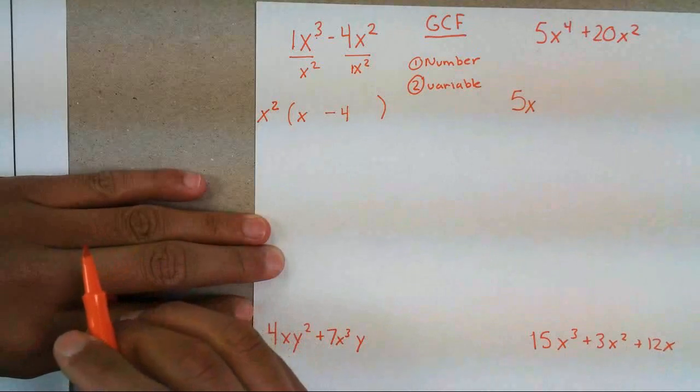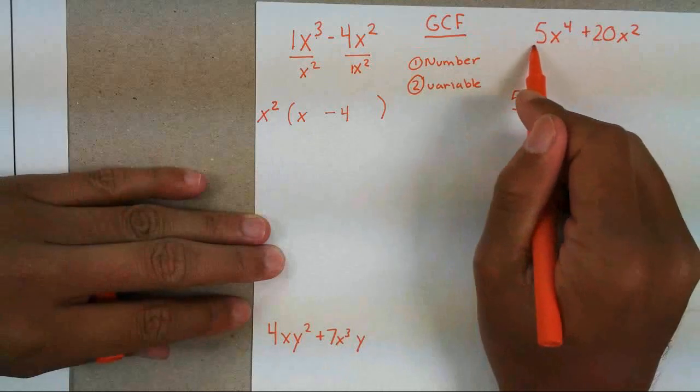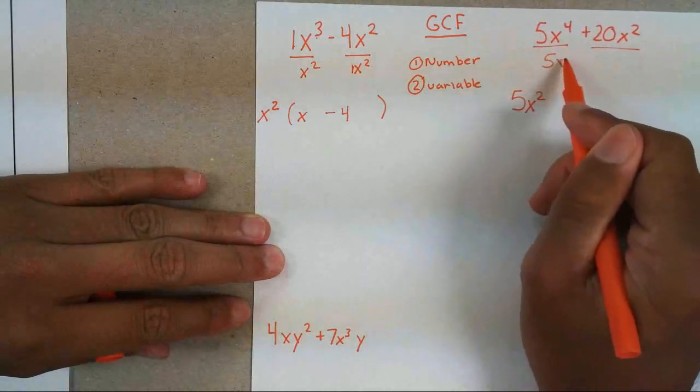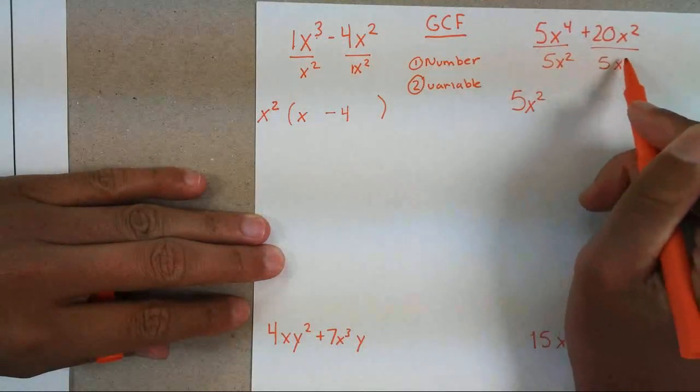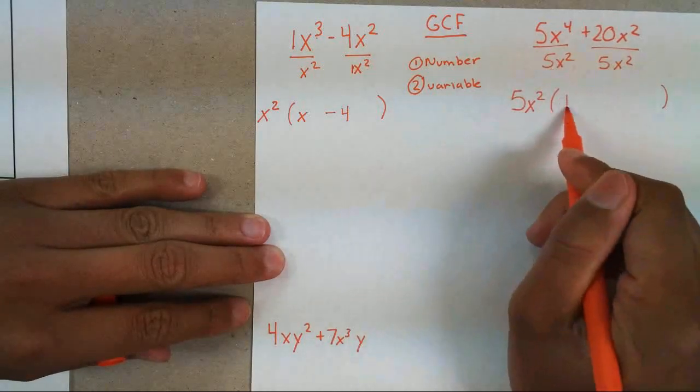But x to what power? Which one's the smallest? A 4 and a 2, so I know I can take out the x squared. So my next step is to put it underneath both terms. And I do that because it's going to help me figure out what goes in here. 5 over 5 is a 1.